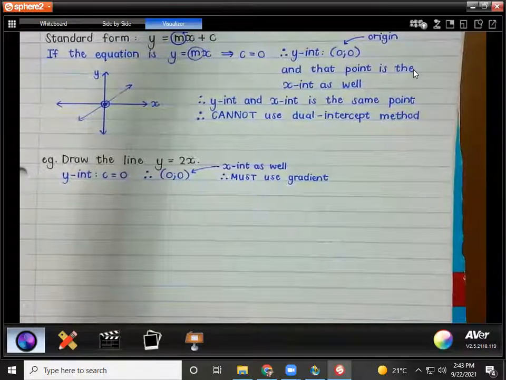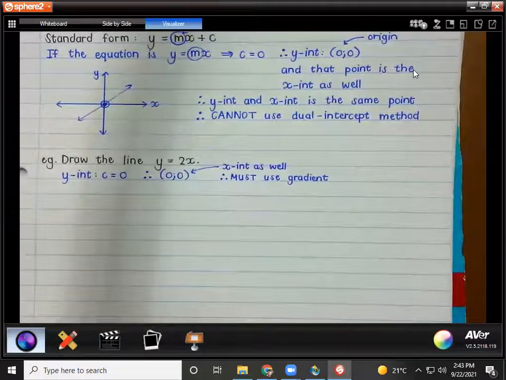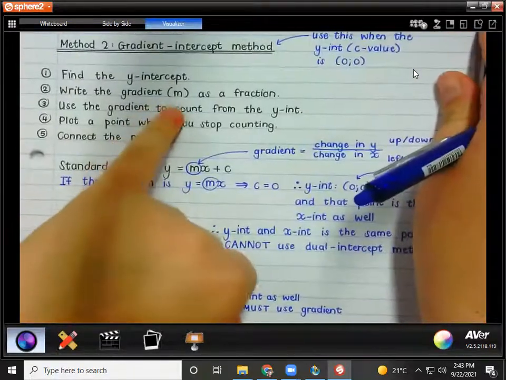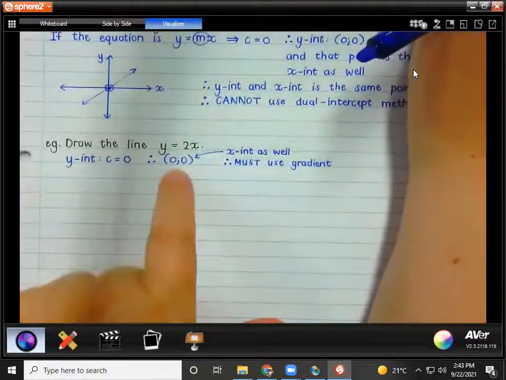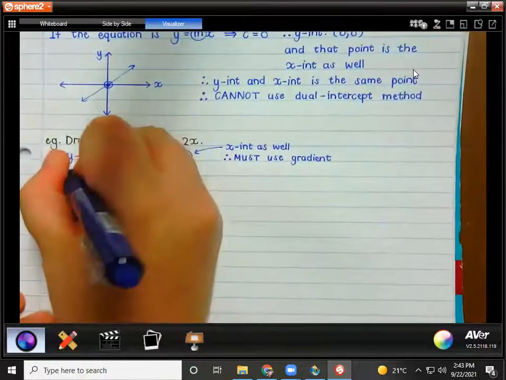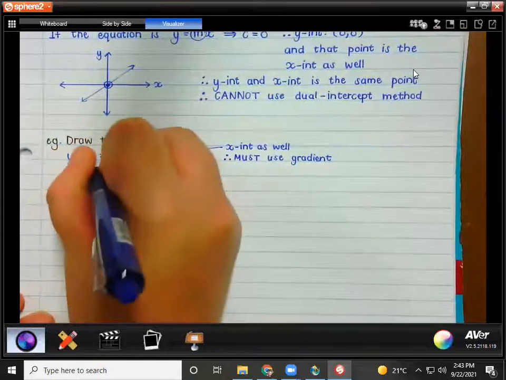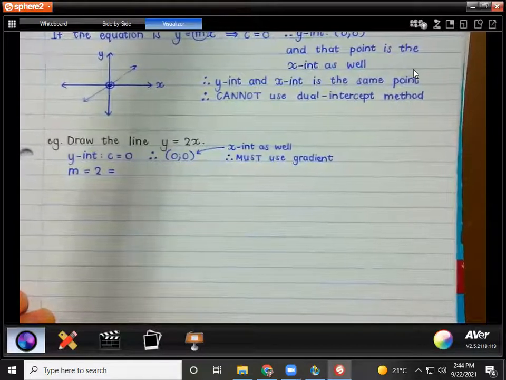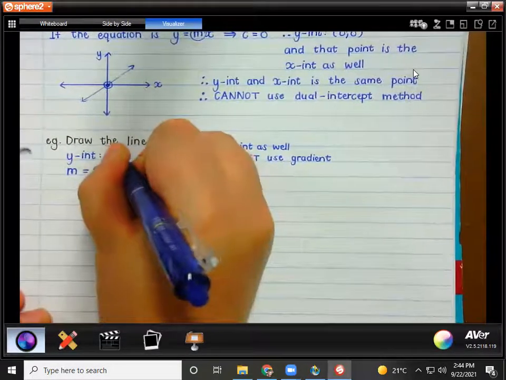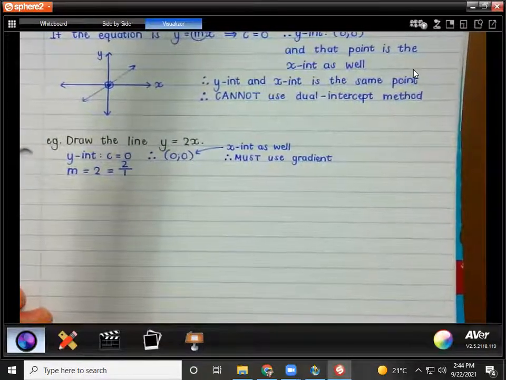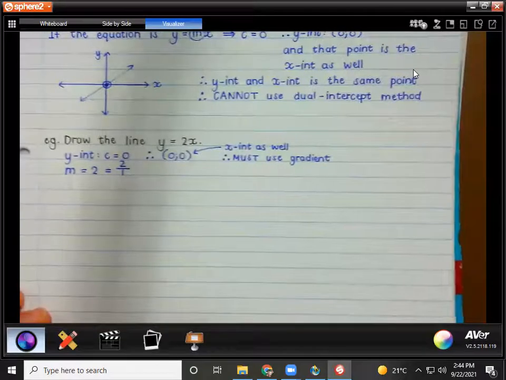What is step 2? Write the gradient as a fraction. We did that yesterday as well, hey? So step 2, write the gradient, which is m, as a fraction. What is my gradient here? What is my m value? 2. So m is 2, but if I want to write that as a fraction, what can I do? How can I write that as a fraction? 2 over 1. Okay, if it's a whole number, you can always just put it over 1. All right, and that is the fraction.